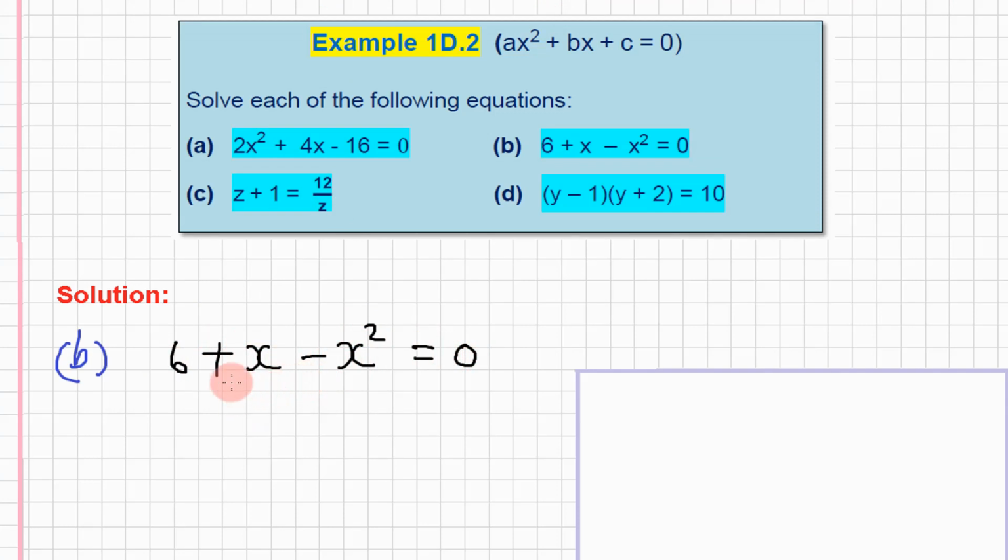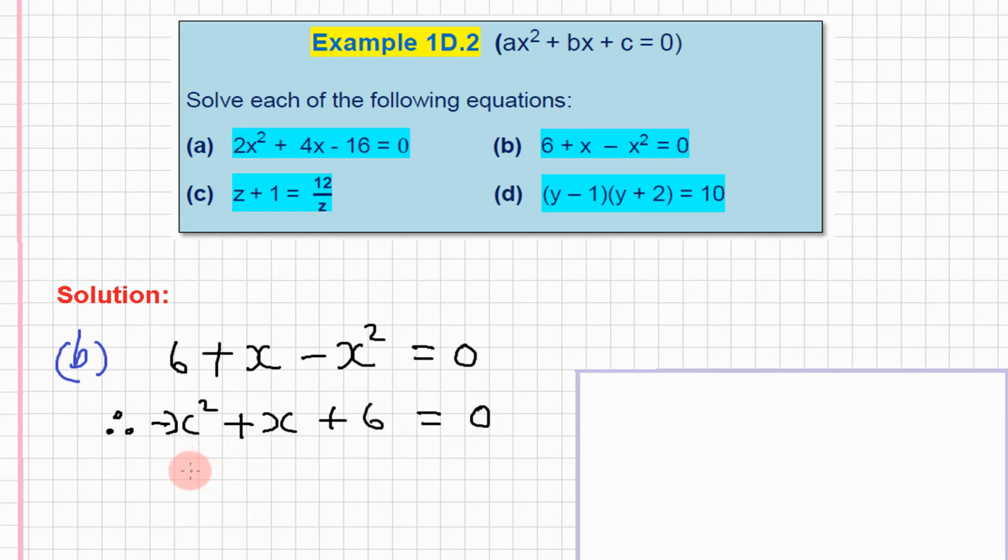Also important that whenever we try and solve a quadratic equation, we must first make sure that it's in standard quadratic form. In other words, it must be in the form ax squared plus bx plus c equals 0. This equation is not in standard form. So we're going to rewrite it. The term in x squared must always go first. So it's negative x squared. Then the term in x, and then the constant.